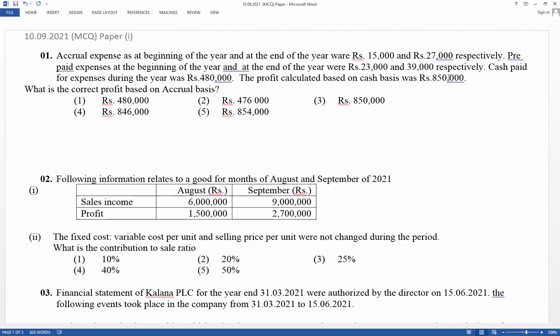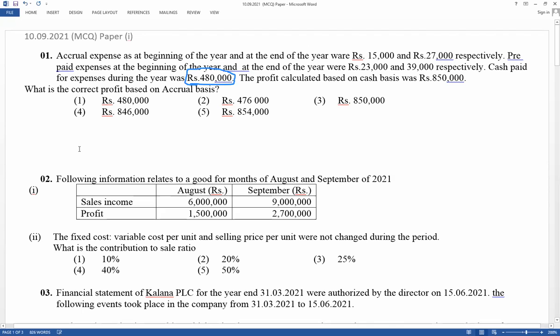Thus, what is the correct profit based on the accrual basis? Therefore, on the accrual basis you have to calculate expenses. Under the cash basis, as an expense only the paid-in-cash amount of 480,000 is considered. Think about only this value. This is what they have considered as expense under the cash basis. But on the accrual basis, the value for the year, paid or not, should be calculated.